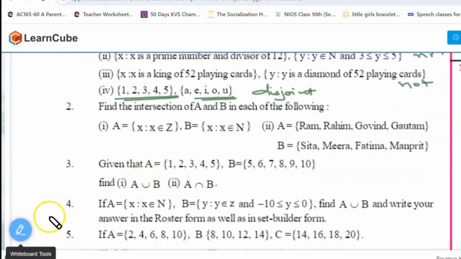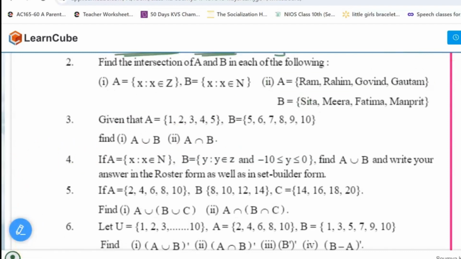Let's check the second question. Find the intersection of A and B in each of the following. A is a set that belongs to integers, B is another set that belongs to natural numbers. We have to find the intersection of both sets. The first set has integer numbers, so A is equal to -3, -2, -1, 0, 1, 2, 3, and the list goes on.